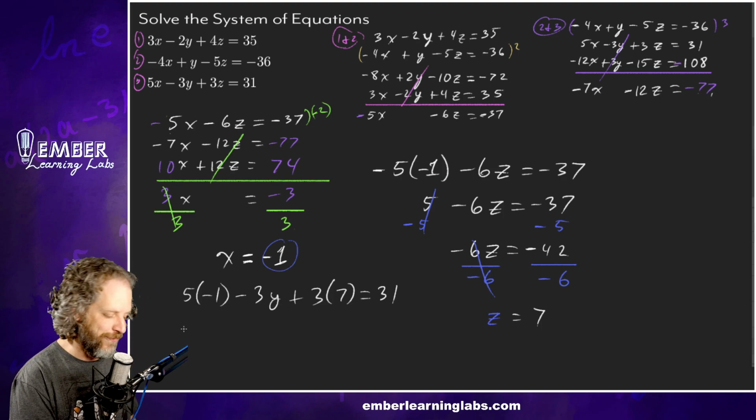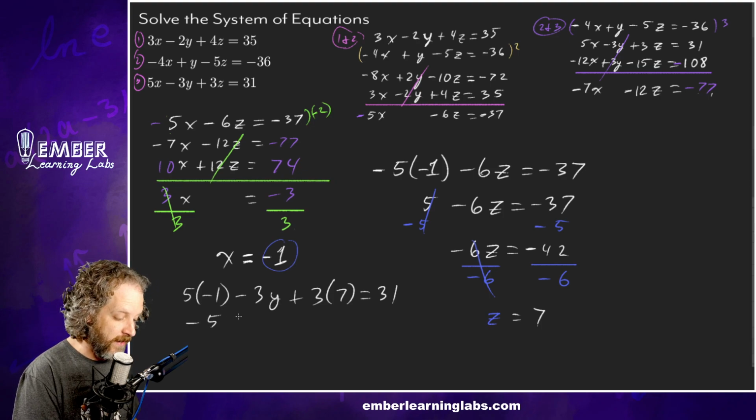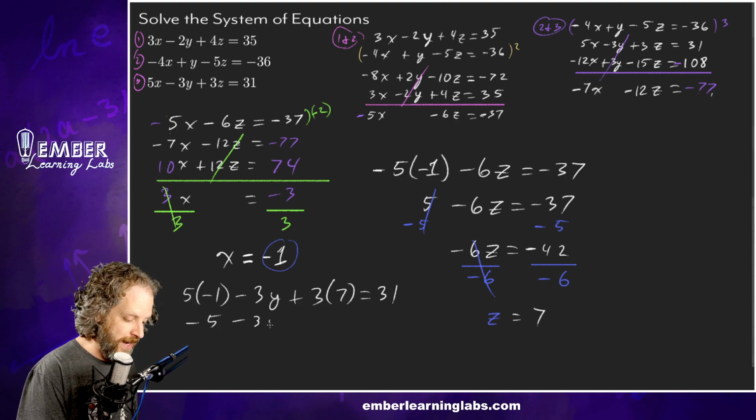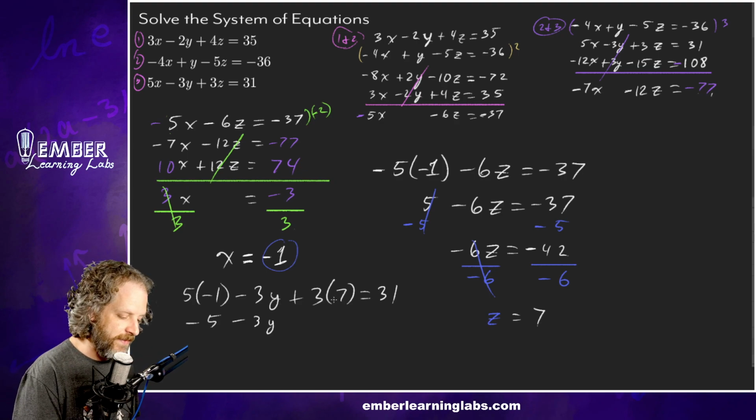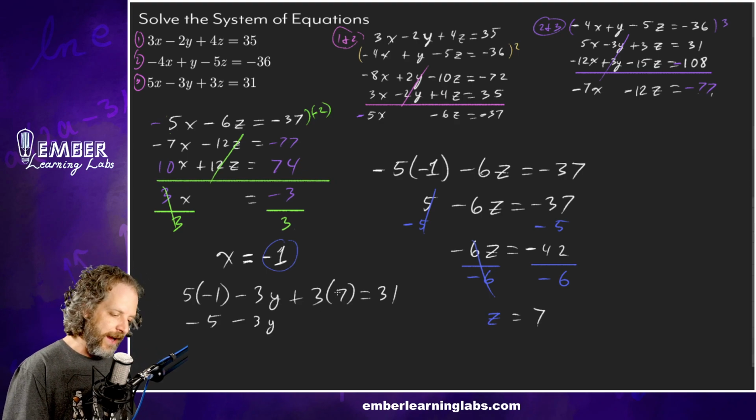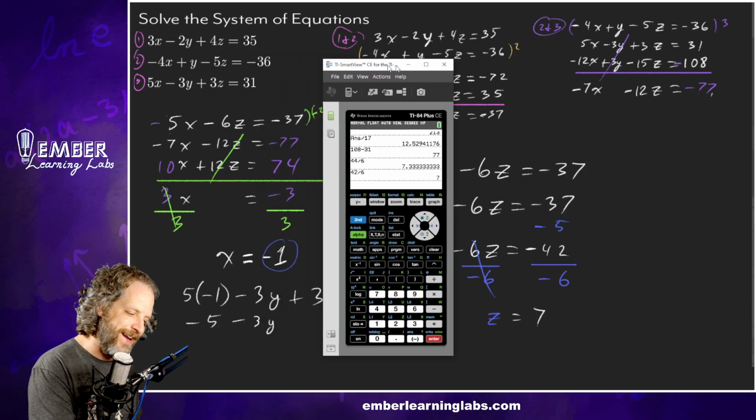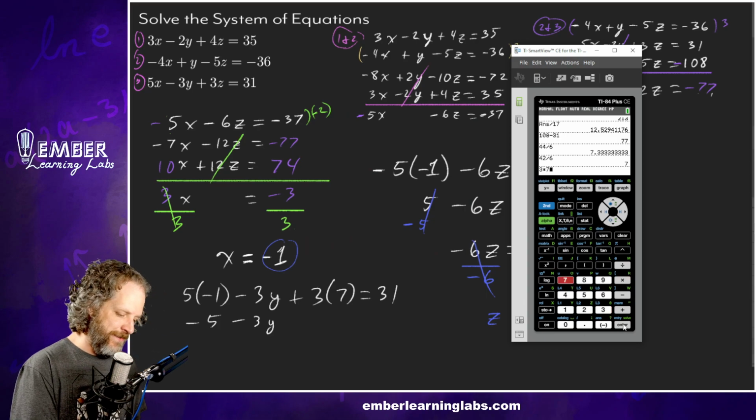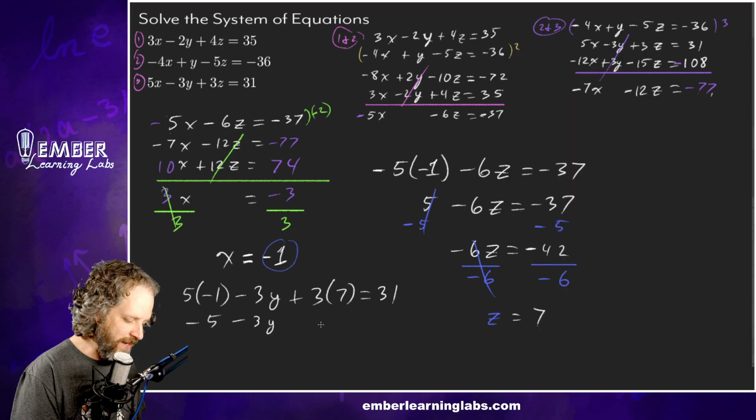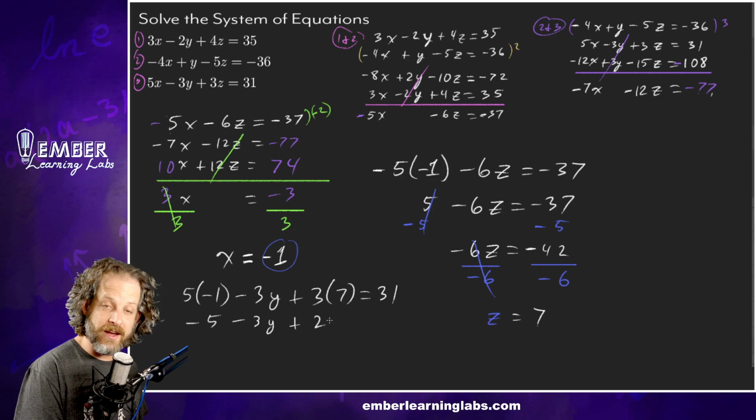5 times negative 1 is negative 5. I'm going to hope that that's right and I didn't make another mistake. We should probably make a mistake counter. 3 times 7. Again, that's an easy math fact, but we're going to punch it in the calculator just because of the nonsense in this video so far. 3 times 7 equals 21.